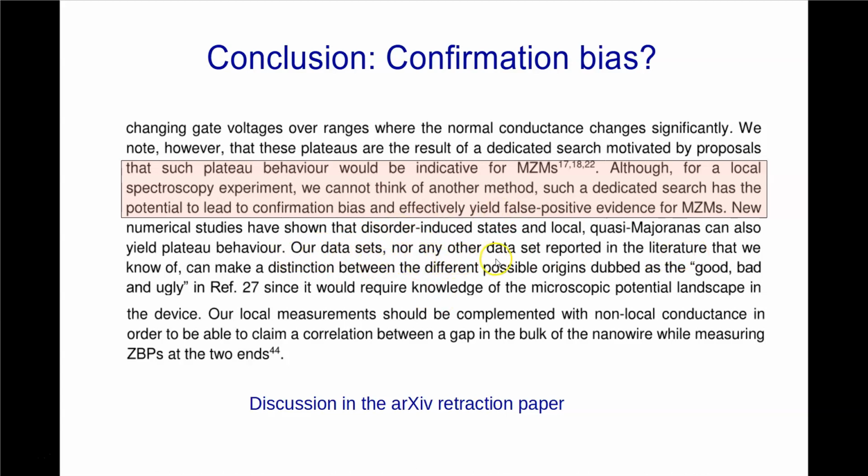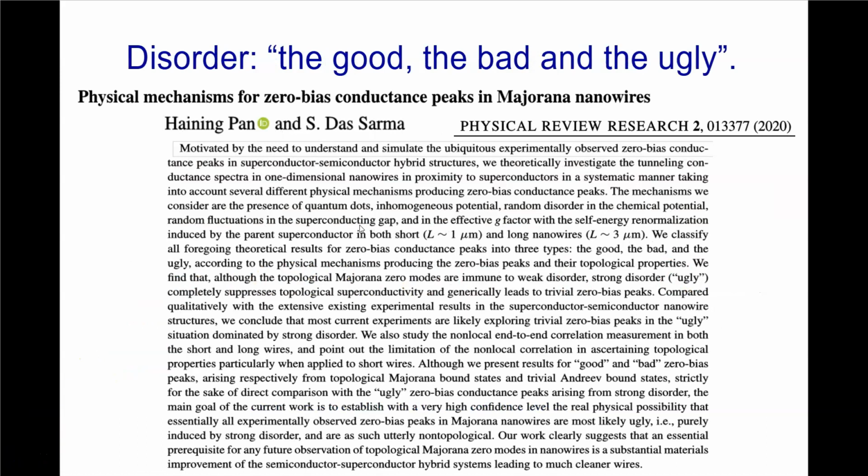Neither these data sets nor any other data set reported in the literature that we know of can make a distinction between the different possible origins, dubbed the good, the bad, and the ugly. Let me discuss this a little bit because it's important. It talks about disorder. The term the good, the bad, and the ugly is of course from the title of a Western, a so-called spaghetti Western from Sergio Leone with Clint Eastwood. If you haven't watched it, you should. It's a classic.